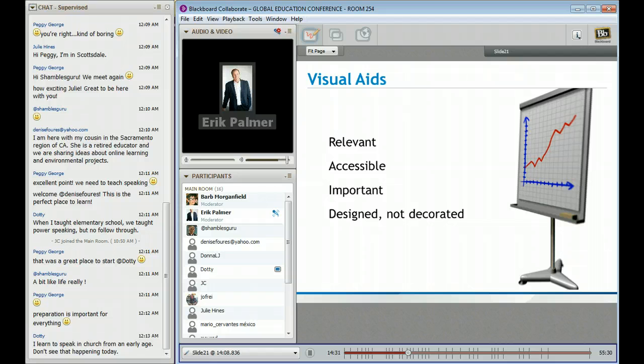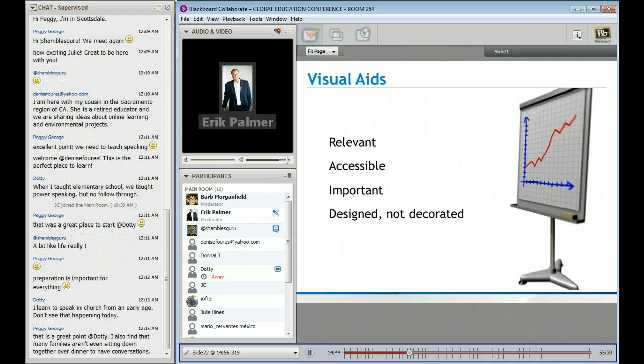If you put up bullet points with every word, then I don't need you. Sit down, be quiet, I can read faster than you can talk. If you put something up there, it better be important. And we have to work to make sure they're designed, not decorated. Kids will find all kinds of ways to decorate with bubble letters or fancy fonts or backgrounds. That's not what this is about. We're about creating a presentation.